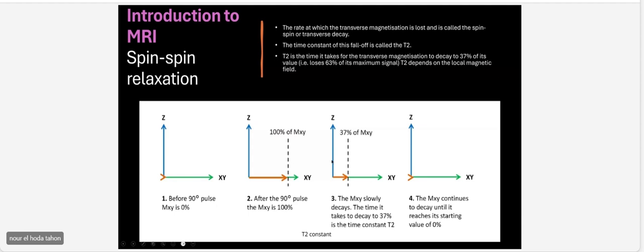So T2 is at this time. You remember T1 is the time when we reach 63% after you give the radio frequency pulse. And in the decay, once it reaches 37%, this can be measured as T2, until it reaches 0 again. So it started here at 0 and ended at 0. In the middle, you can catch the T2.